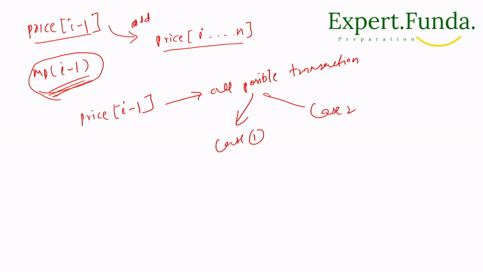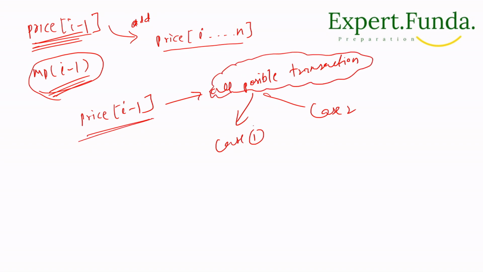With the newly added price P I minus 1, the added price point, we need to consider all the possible transactions. For all the possible transactions, we will have to go with two cases, case 1 and case 2. So what are case 1 and case 2?